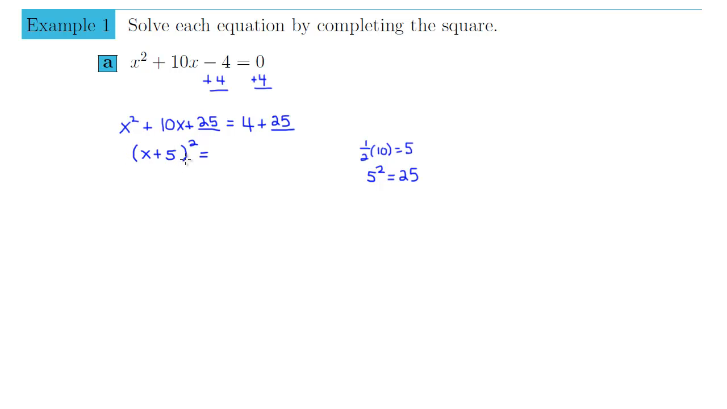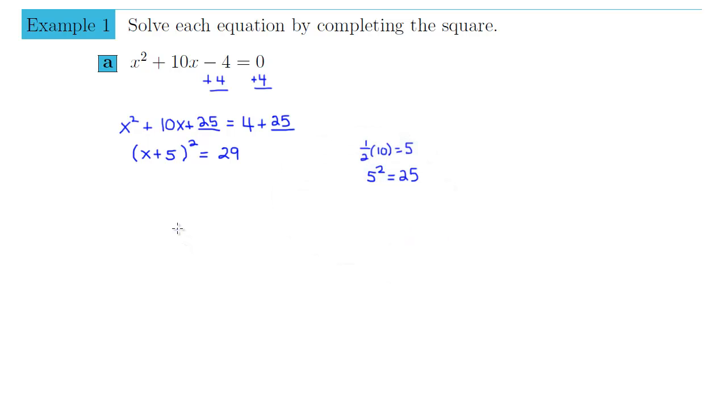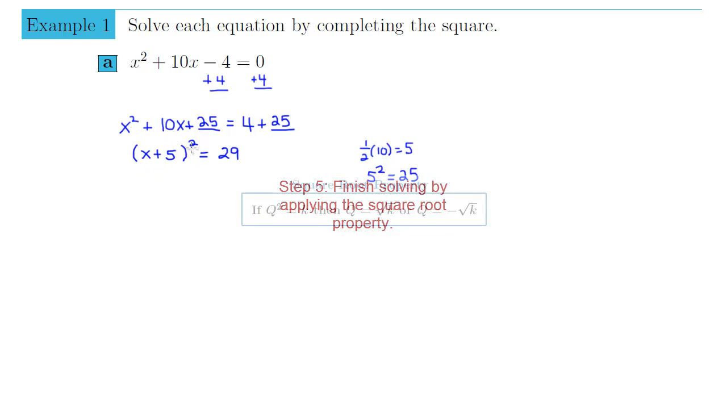After you factor the left, you want to simplify the right. 4 plus 25 is simply 29. And now we're ready to finish solving by using the square root property. We have a quantity squared equals some value, a positive value k. How do we solve this type of equation?